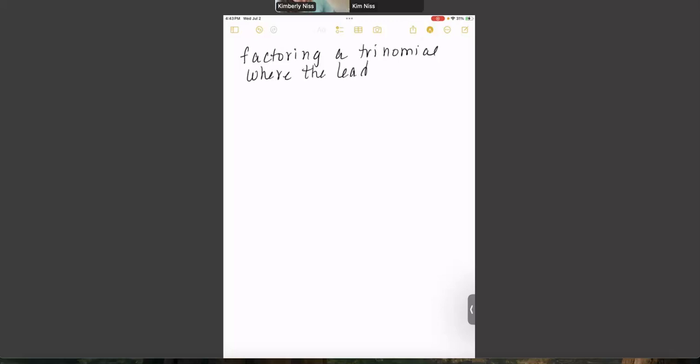Hello everyone. So today we're going to go through a topic called factoring a trinomial where the leading coefficient does not equal 1. So this is a subject of factoring. It's a little bit trickier because the leading coefficient a is not equal to 1, and so we're going to go through how to work with that. So it does not equal 1.